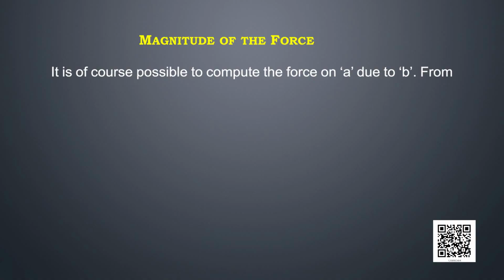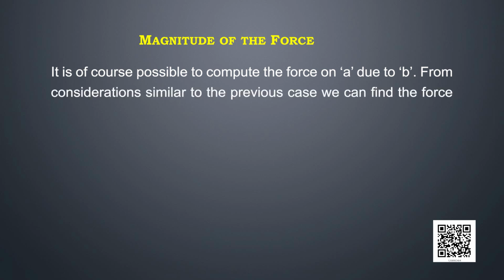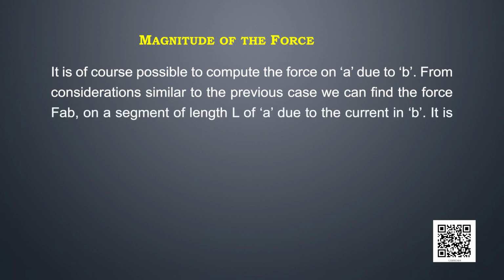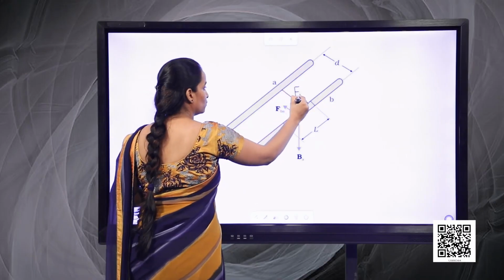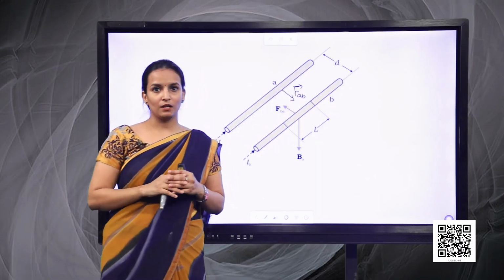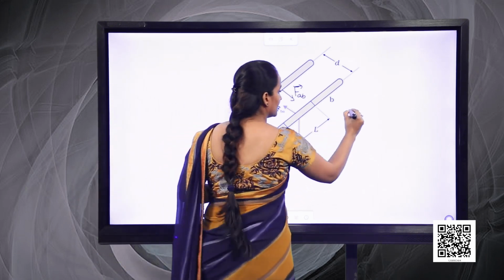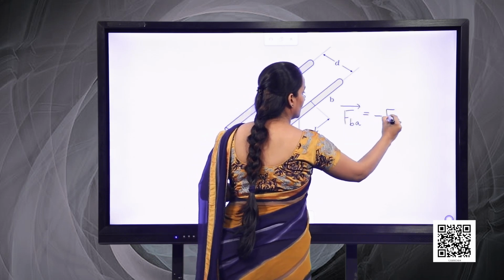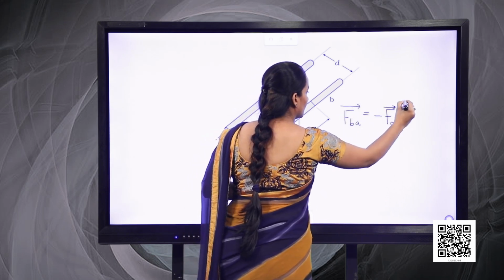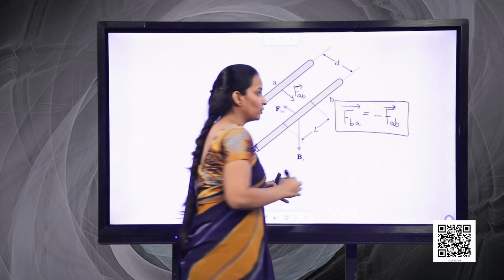It is of course possible to compute the force on A due to B. From considerations similar to the previous case, we can find the force FAB on a segment of length L of A due to the current in B. It is equal in magnitude to FBA and is directed towards B. And here I will write FBA is equal to minus of FAB, because they are in opposite directions but equal in magnitude.